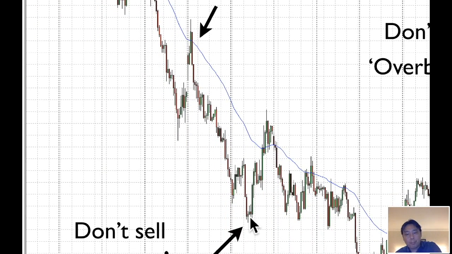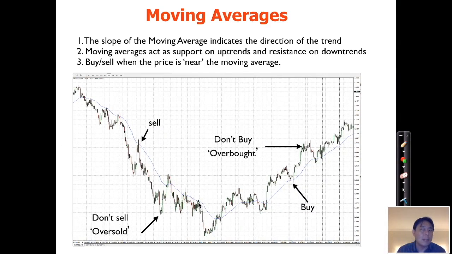Why? Because the price has gone down too far from the moving average. It is oversold. And again, like a rubber band, when you pull it too far from the moving average, it snaps back. So it's really risky to sell when it's far from the moving average, it snaps back. Always sell when it's near the moving average, preferably when you just found resistance, that's when you sell. All right, so that's a very important concept to understand about moving averages.